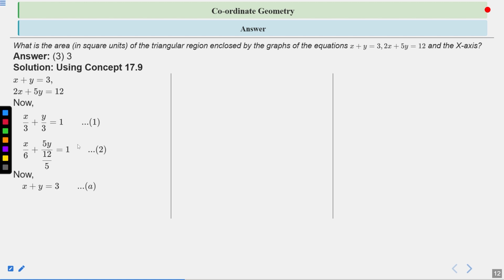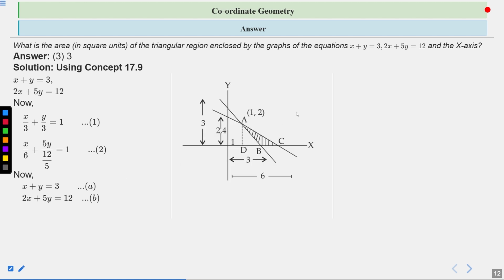Now x plus y equals 3. This is our equation A. The second equation is 2x plus 5y equals 12. So we can visualize these equations in this diagram. On solving equations A and B, we get the value of x equals 1 and y equals 2. So we get the coordinates. The point of intersection is 1, 2.